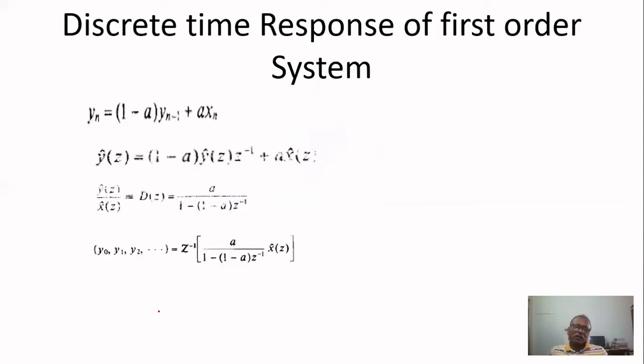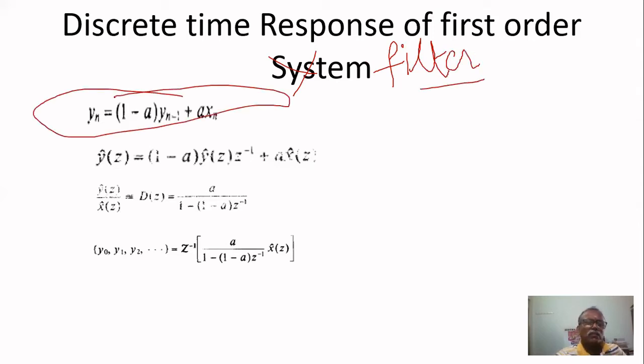Now let us find the discrete time response of a first order filter. It is a discrete filter, not a continuous time system. It is a discrete system, so you can find the Z transform without any hesitation. Now, what is that discrete time system?